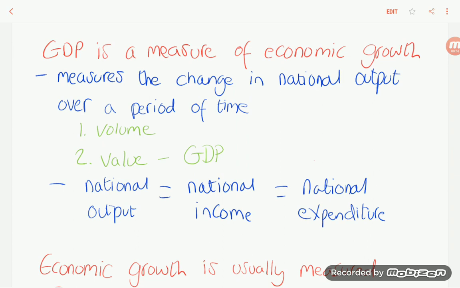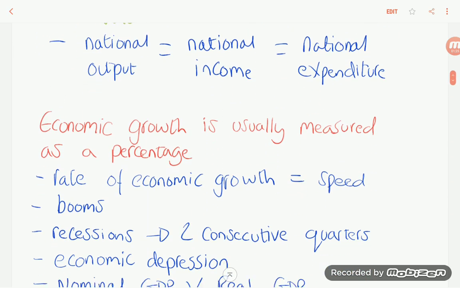National output is usually measured by value. This is called gross domestic product. GDP can also be calculated by adding up the total amount of national expenditure, that's aggregate demand, in a year, or by adding up the total amount of national income earned in a year. This means that in theory, national output equals national expenditure equals national income. I suggest you have a look at my circular flow of income notes regarding this.